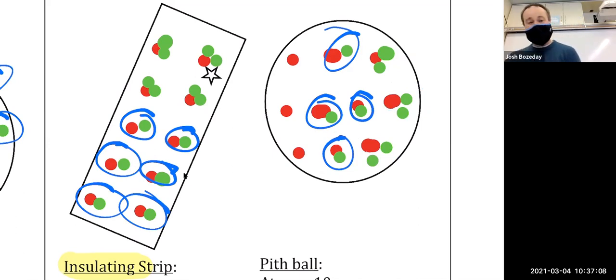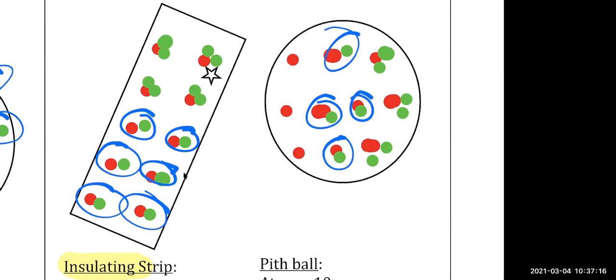All right. Give me a signal. Did anybody draw the pith ball correctly with those electrons being repelled away from the strip? I have a quick question. 1, 2, 3, 3 was.